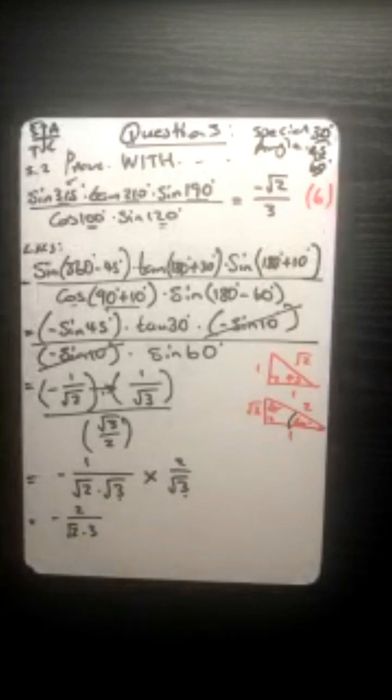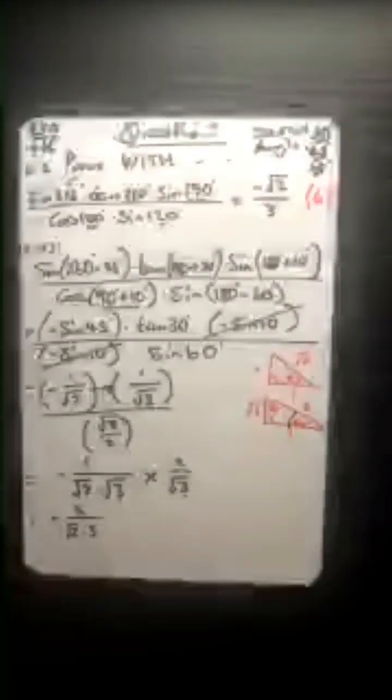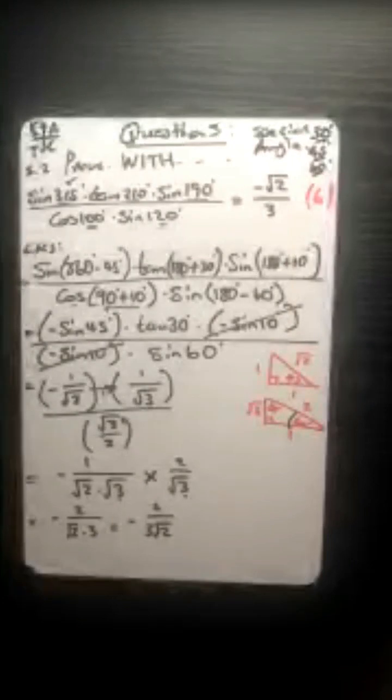Yes. I think this is what I wanted to do. So it's more like this thing. It's actually -2 over 3, the root of 2.